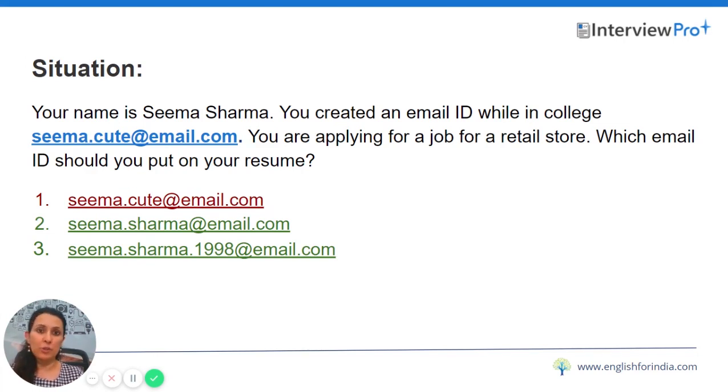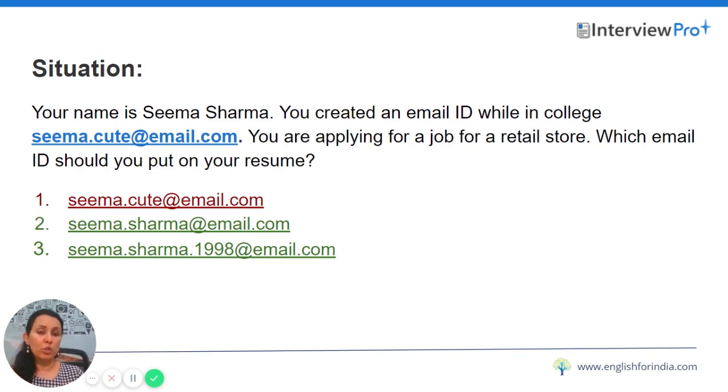There are so many resumes that get rejected just because their email ID is Rakesh loves black satin at email.com or Seema love hugs at email.com. These email IDs form a perception in the recruiter's mind. That's why it is always important to use a professional email ID with your first name and last name.